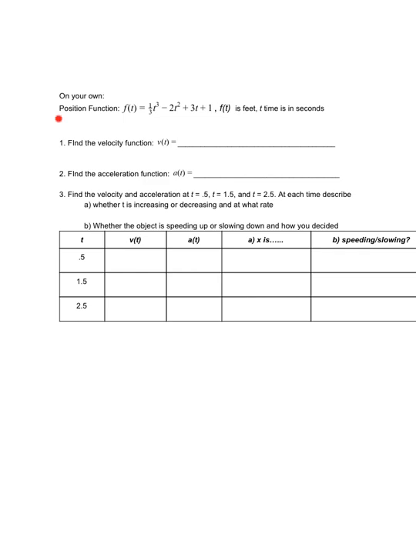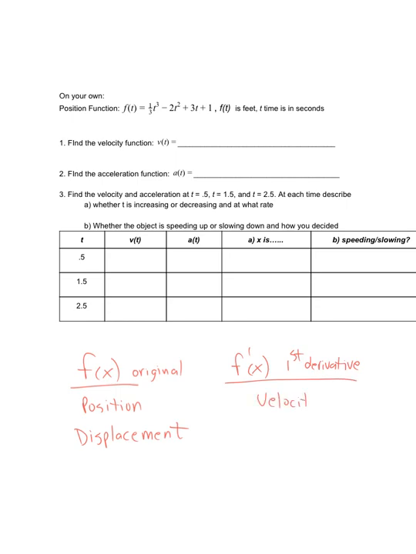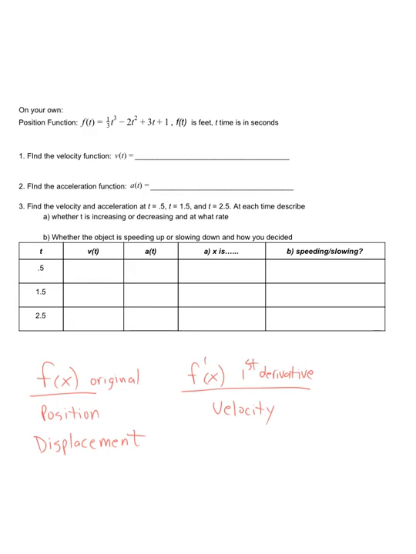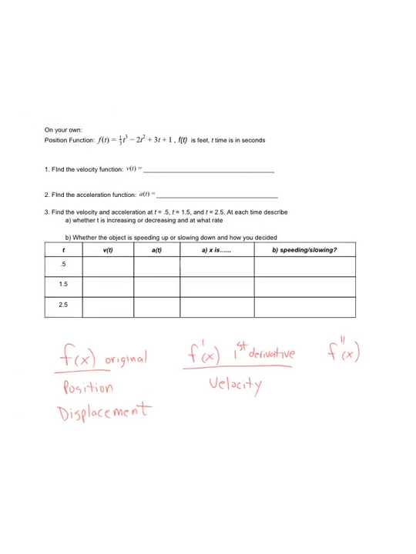Okay, right now I want you to pause this video, and I want you to do this on your own. You're given the position function. Remember, the position function is the original function, f of x. All right, the two names for the original function, let's just get this down, is position. It is also called the displacement. It just tells us where we are. All right, the first derivative, f prime of x, the fancy name for that out in the real world is the velocity.